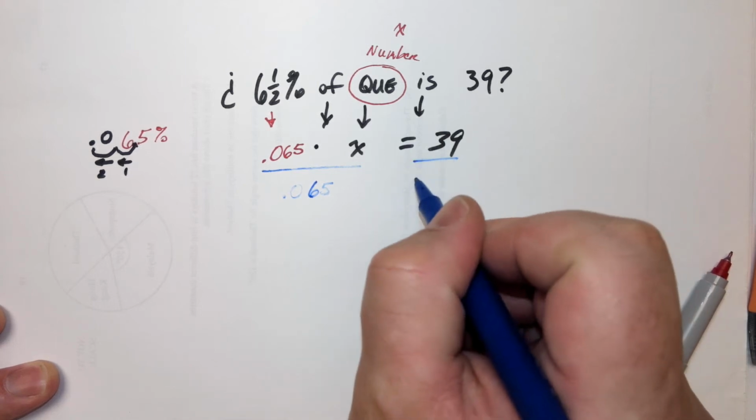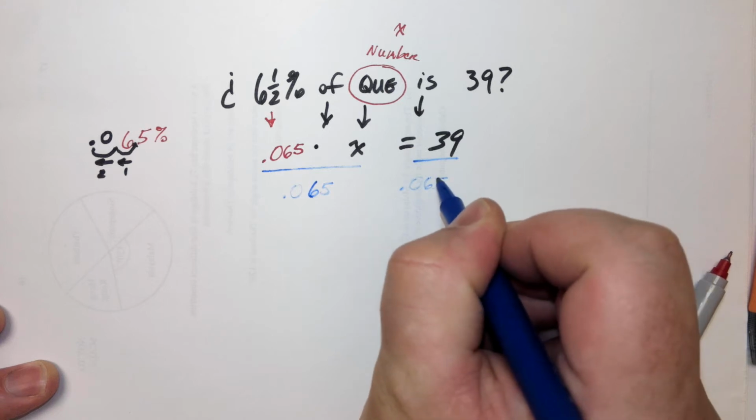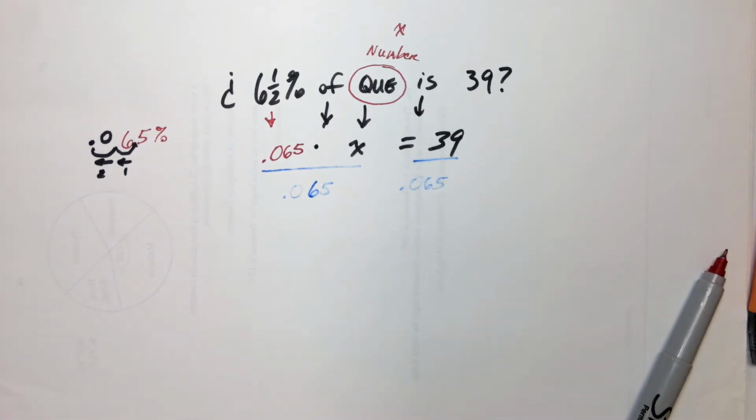Now for this one, I would need a calculator, I think. But if you have a calculator there, could you do me the favor and divide 39 by that? Oh, I have one right here.